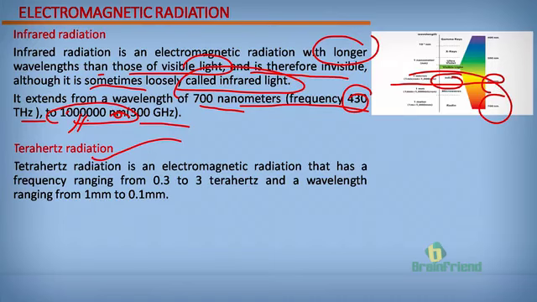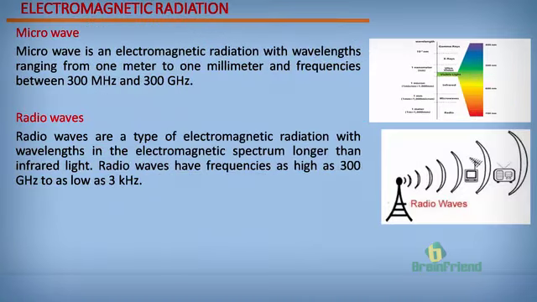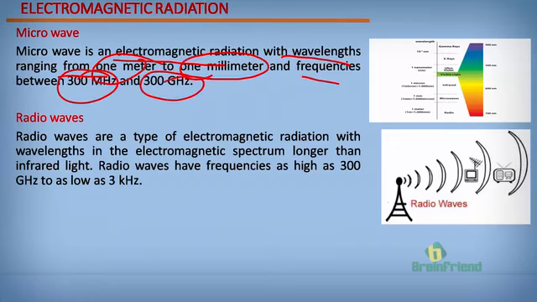Terahertz radiation. Terahertz radiation is an electromagnetic radiation that has a frequency ranging from 0.3 to 3 terahertz and a wavelength ranging from 1 millimeter to 0.1 millimeters. Microwave. Microwave is an electromagnetic radiation with wavelength ranging from 1 meter to 1 millimeter and a frequency between 300 megahertz and 300 gigahertz.